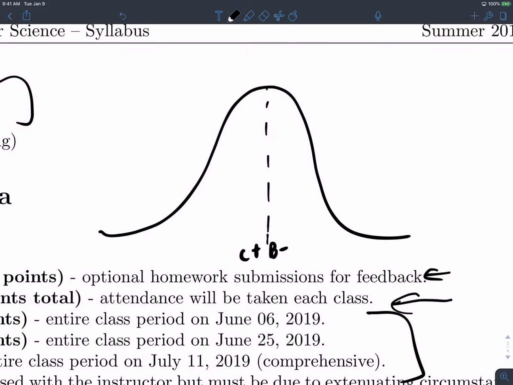So what if this spike right here is at 95%? Do you think those people deserve a B minus or a C plus? No. So do you think I'm going to curve here? Or what if, say, the highest score on anyone's work overall was 50%? Should that person get an A plus?